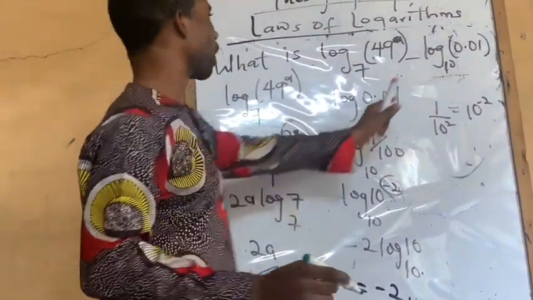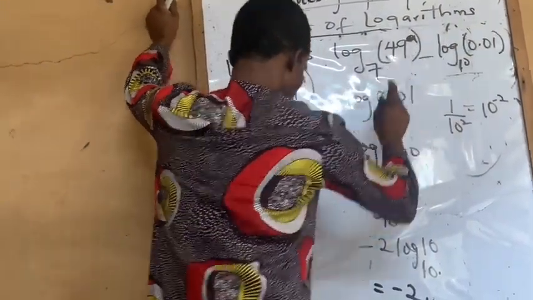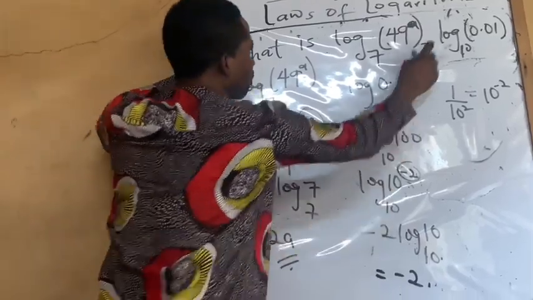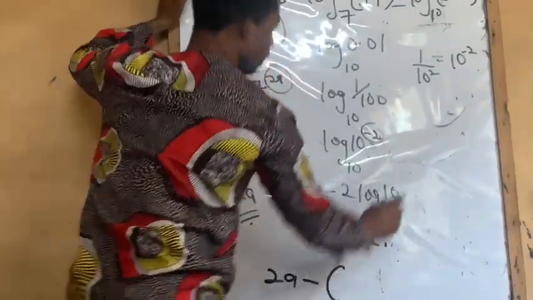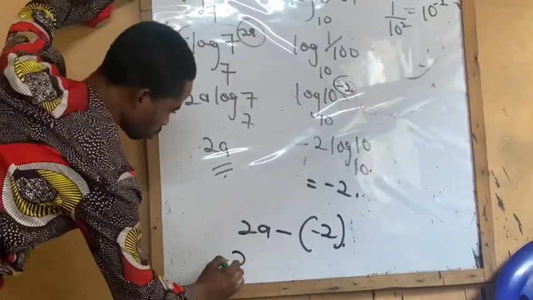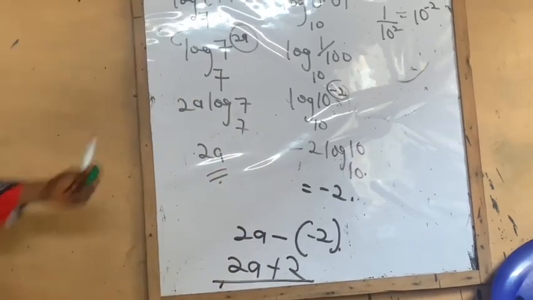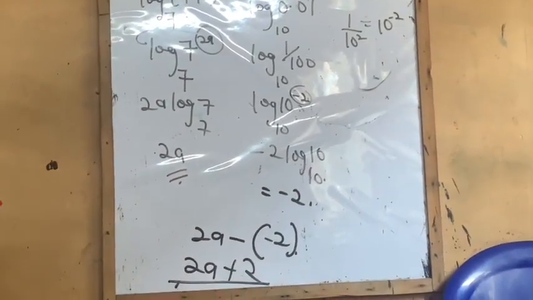Now, do not forget there is a minus here already. This one gives me 2a, and this one gives me minus 2. The minus goes into the bracket, so this one gives minus into bracket minus 2. So my answer is 2a minus minus 2, and minus times minus gives plus 2. That is 2a plus 2.